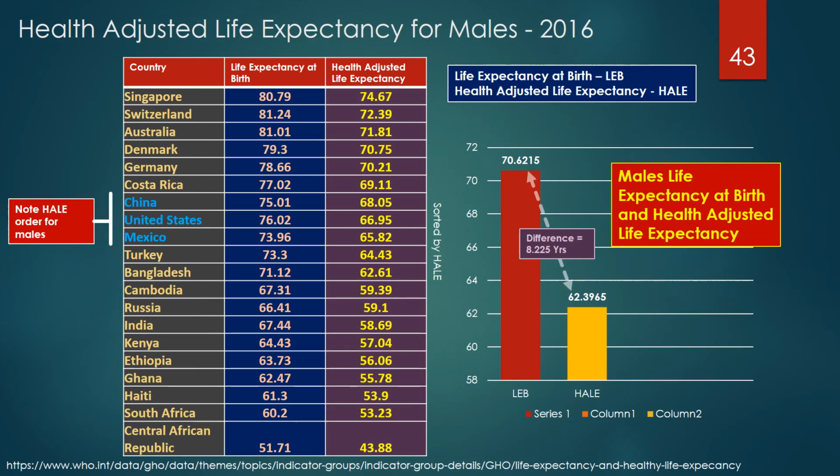This table shows the comparison of the life expectancy at birth, LEB, and the health-adjusted life expectancy, HALE, at birth for the 19 countries we've been considering. When adjusting or factoring in the impacts of illness and injury for males, the HALE averaged 8.225 years less than the LEB. These 8.225 years were the average years of less than full health over the expected lifespan of a country's citizens.